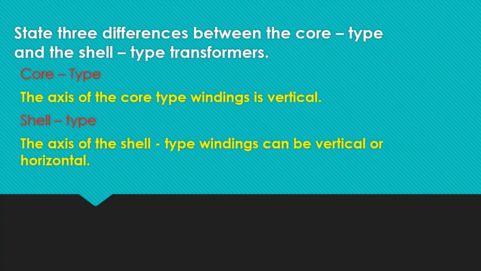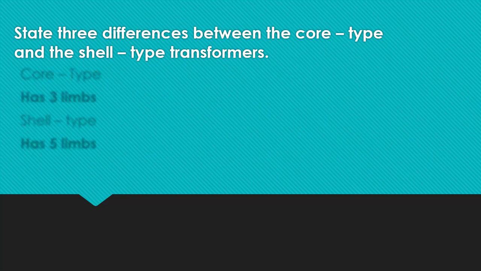Core type, the axis of the core type windings is vertical. Shell type, the axis of the shell type windings can be vertical or horizontal. Core type has 3 limbs. Shell type has 5 limbs.